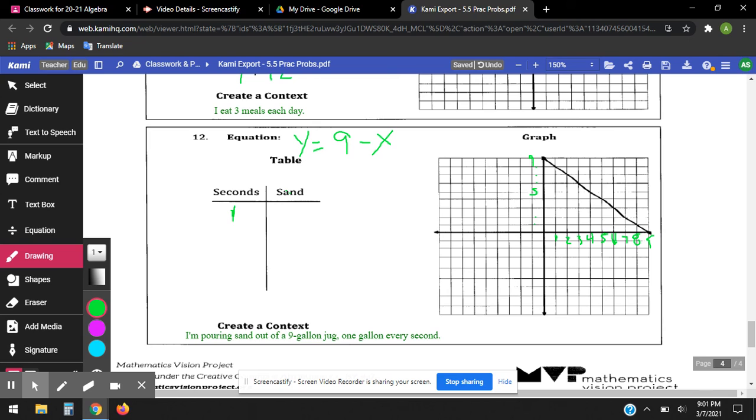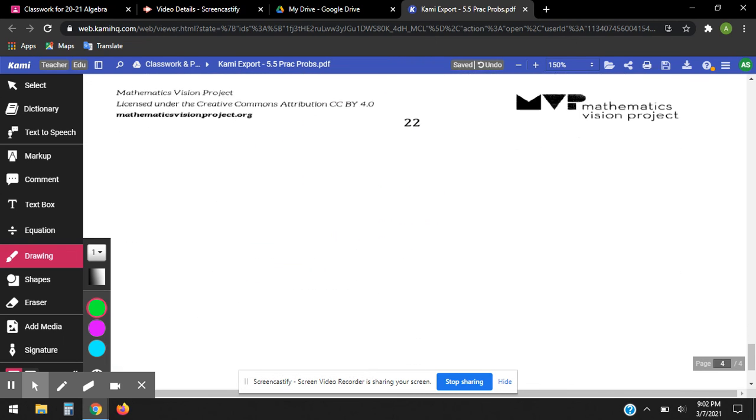Goodness, not reading my stuff. So at 0, I have 9. At 1, I have 8. 2, I have 7. 3, I have 6. 4, I have 5. All right. And I believe that is it.